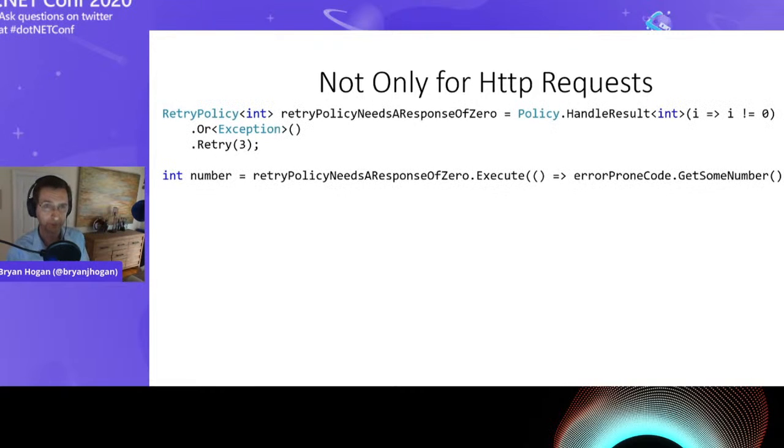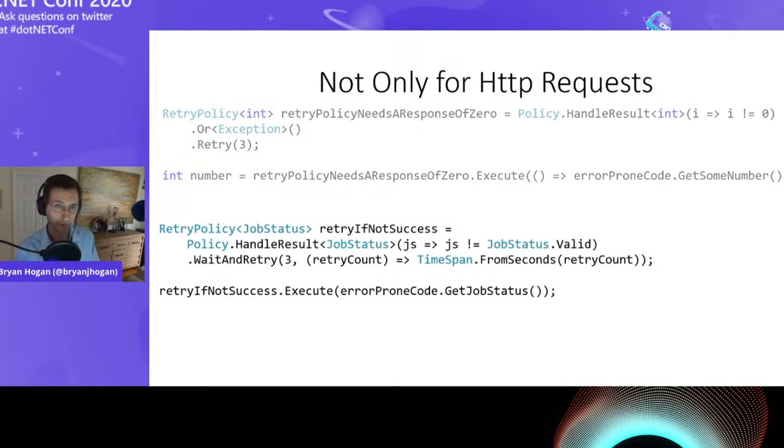So here are a few examples. Here I'm checking the result coming back. That's an int. I'm checking if it's not 0 or if there was an exception, retry 3 times. And here I'm executing it. In these examples, you have to execute your code explicitly inside the policy because you're not using HTTP client factory.